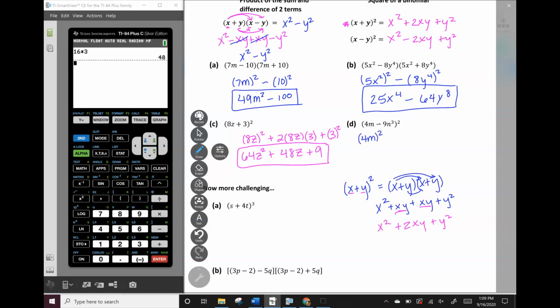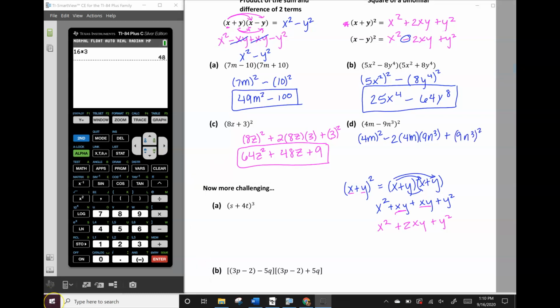This time, because we've got subtraction, we're going to use the minus here. 2 times the first term times the second term plus that second term squared. All right, so we are going to simplify that, squaring everything inside parentheses here.